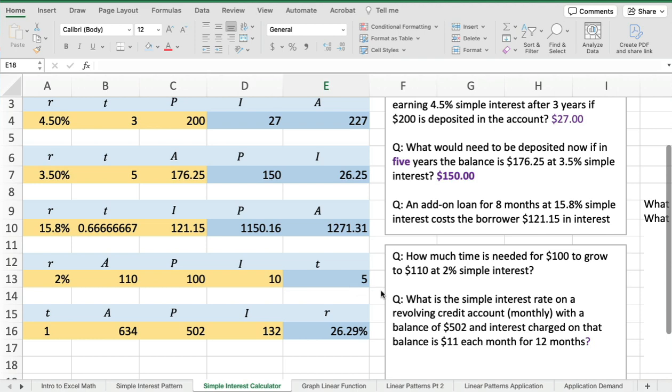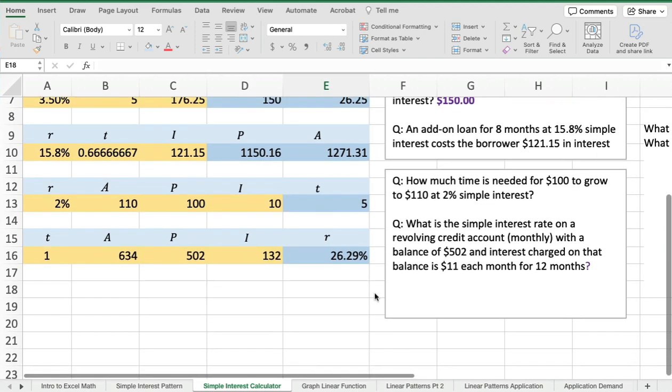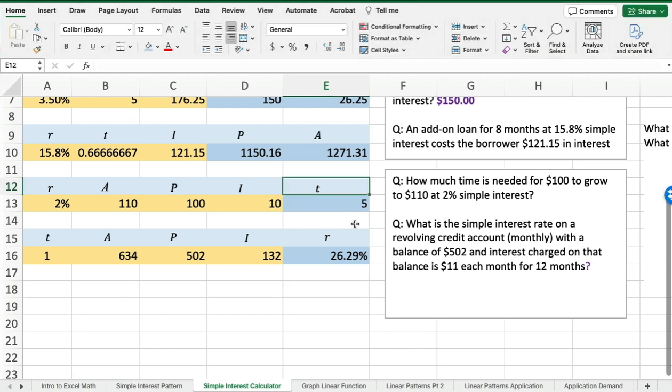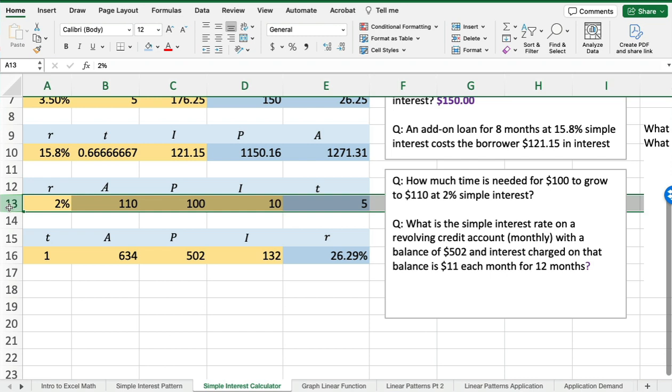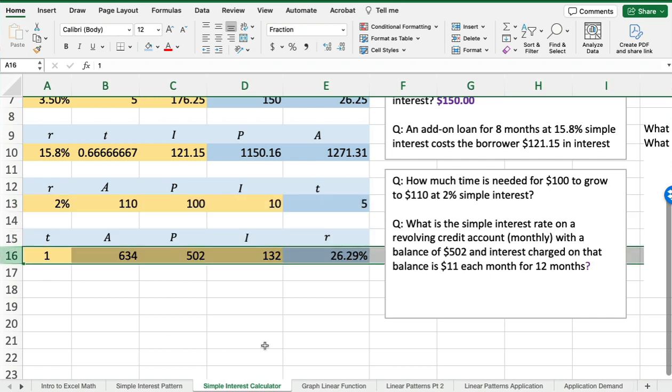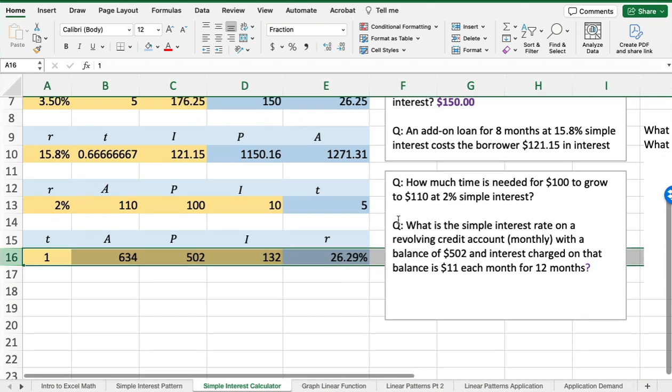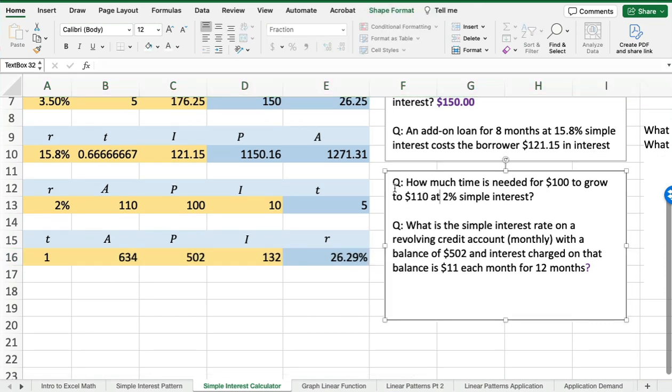So the 2 problems that we're going to be looking at today involve a problem where we're solving for time and a problem where we're solving for the interest rate R. So we haven't done those yet. So those are going to exist down here in rows 12 and 13, and then in rows 15 and 16. So you can see what the question might look like.